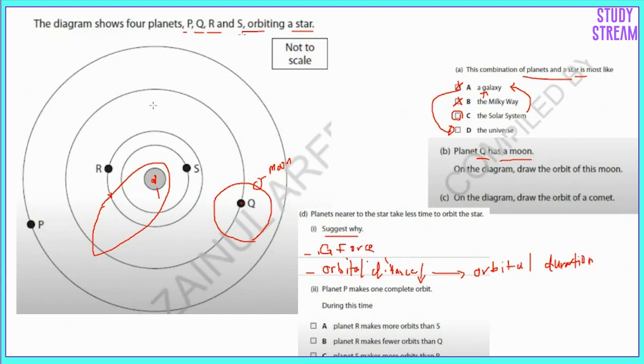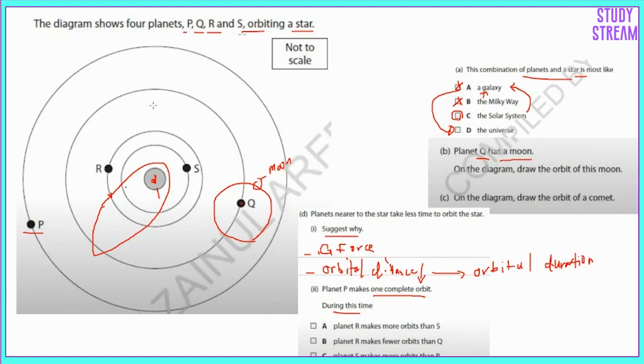Okay. Now, planet P makes one complete orbit during this time. During which time? So planet P makes one complete orbit during this time. Planet R makes more orbits than S. Planet R makes fewer orbits than Q. Planet S makes more orbits than planet P. Planet Q makes fewer orbits than planet P. The answer is C. S makes more orbits than P because it's nearest to the sun.